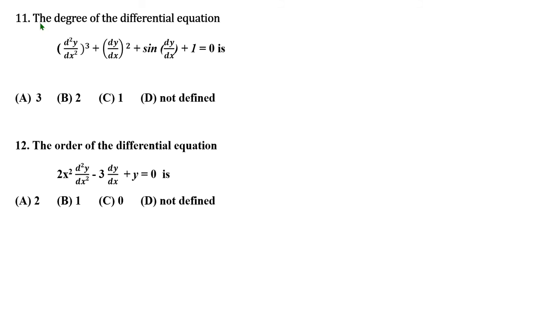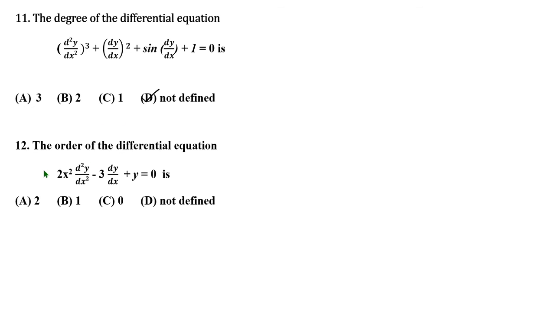The next one: the degree of the differential equation d square y by dx square the whole cube plus dy by dx the whole square plus sine of dy by dx plus 1 equal to 0 is. That is, the degree of a differential equation is defined only if the given differential equation is of the form of a polynomial equation. If we see here, these two terms are okay, but here it is sine of dy by dx. So this is not a polynomial equation. So the degree of this differential equation is not defined. So the correct option for this is option D. The degree is not defined.